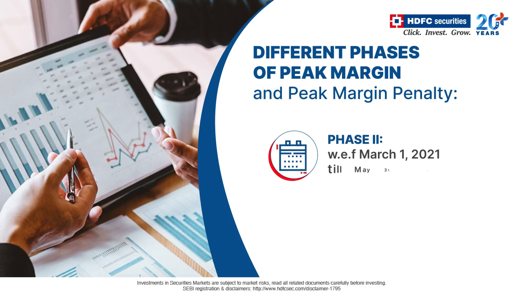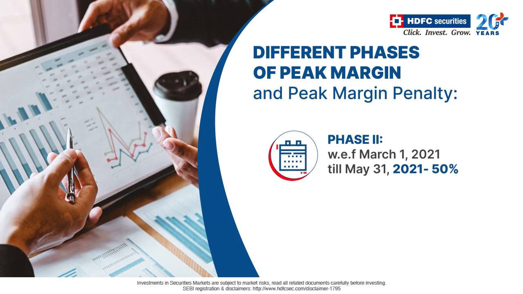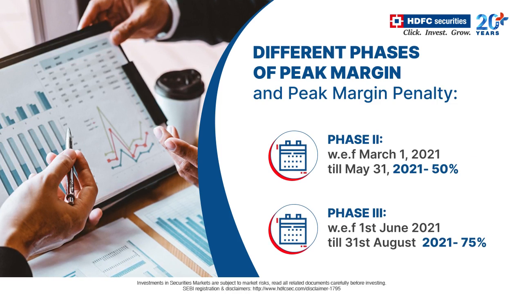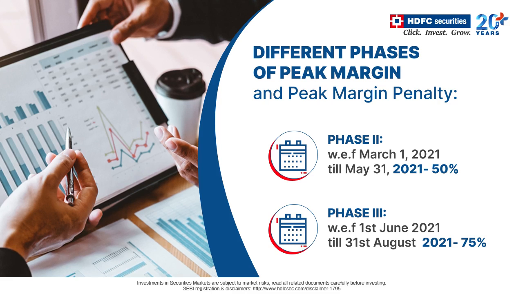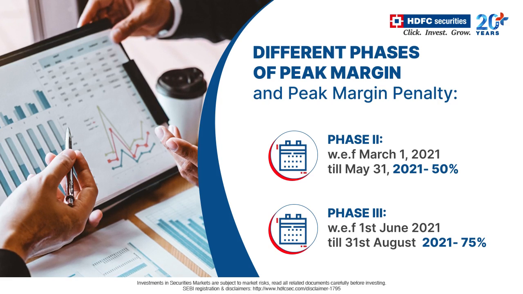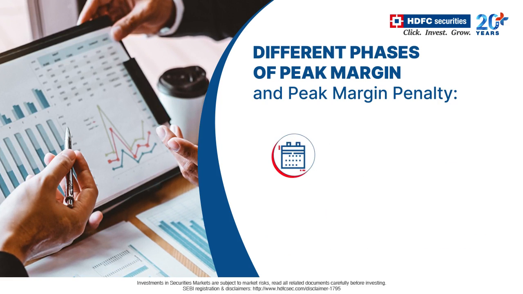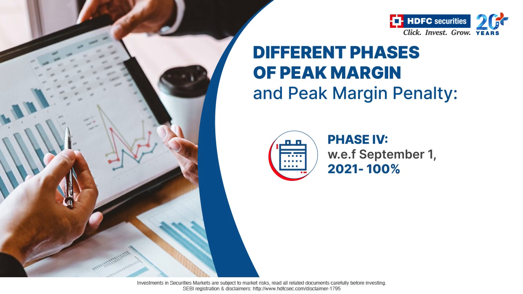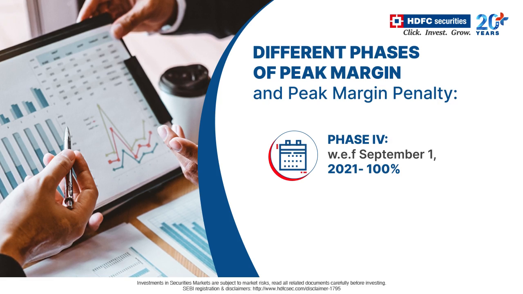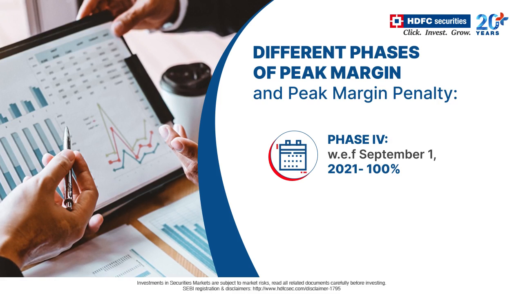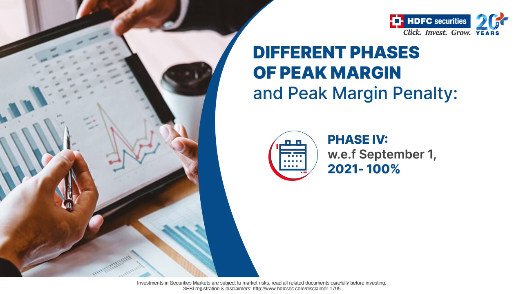However, the second and third phases witnessed the peak margin requirements increase to 50% and 75% of client obligations with the broker, respectively. Currently, the third phase is operational. Following the fourth phase, 1st September 2021, the peak margin requirement will be increased to 100%. Brokers failing to adhere to the new system will be fined.